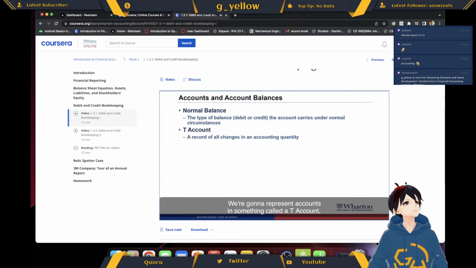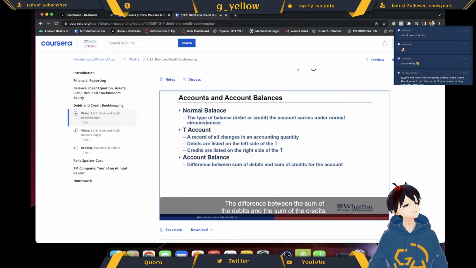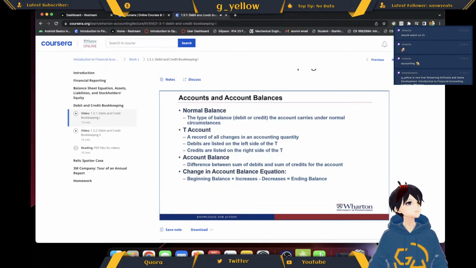We're going to represent accounts in something called a T account, which is going to show all of the changes in the account value. We're going to put debits on the left side of the T and credits on the right side of the T, and we're going to do that because debit means left and credit means right. The difference between the sum of the debits and the sum of the credits at any point in time will give us a balance for the account. And then the change in account balance equation is the one we saw before. Beginning balance in account plus increases minus decreases has to equal the ending balance, where we're going to use debits and credits to stand in for the increases and decreases.